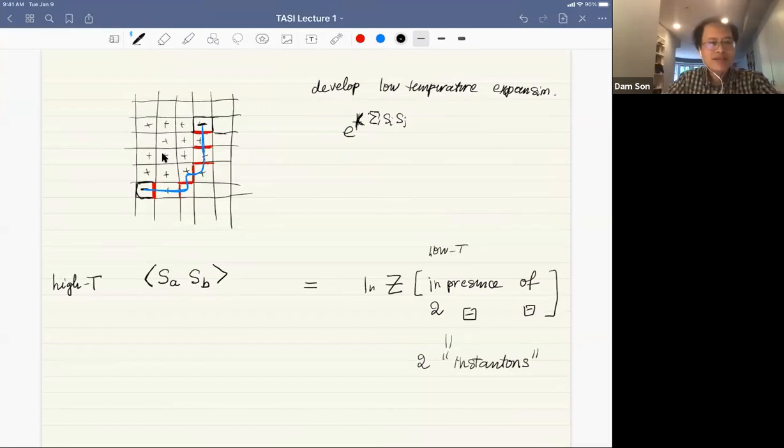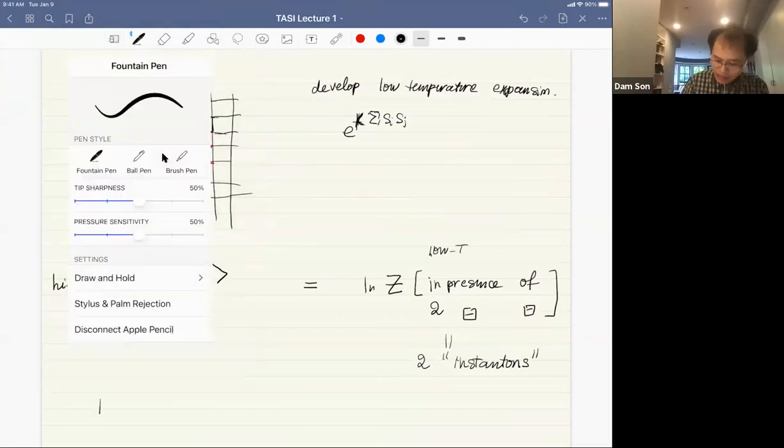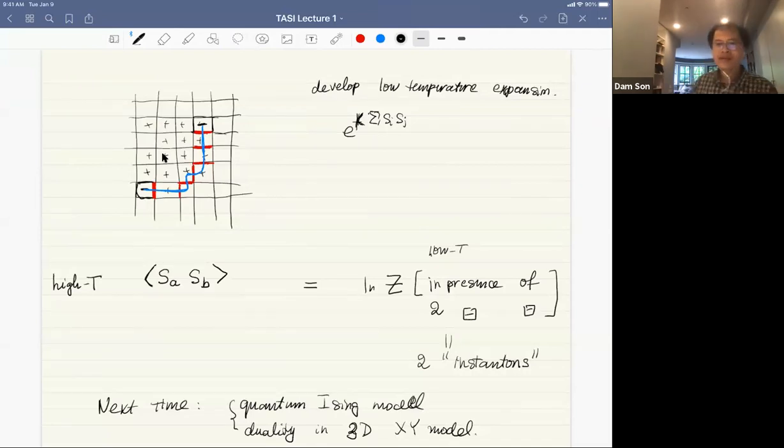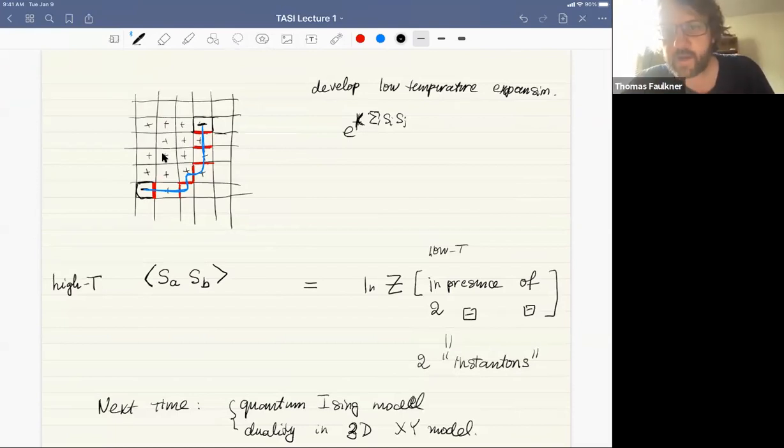Okay, so maybe let me stop here. Next time we will start discussing the quantum Ising model and the duality in 3+1 dimensions, or the 3D XY model. That will probably take at least part of the next lecture. Okay. Thank you very much.